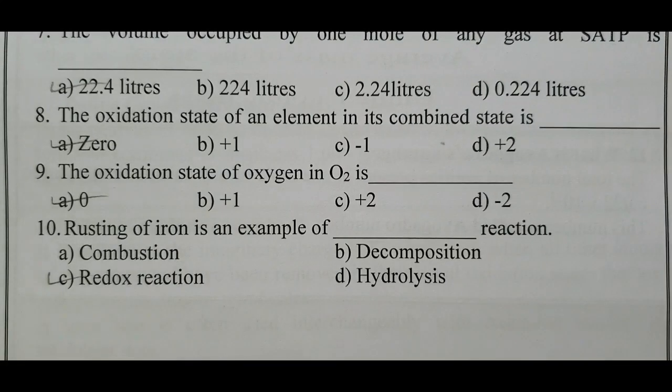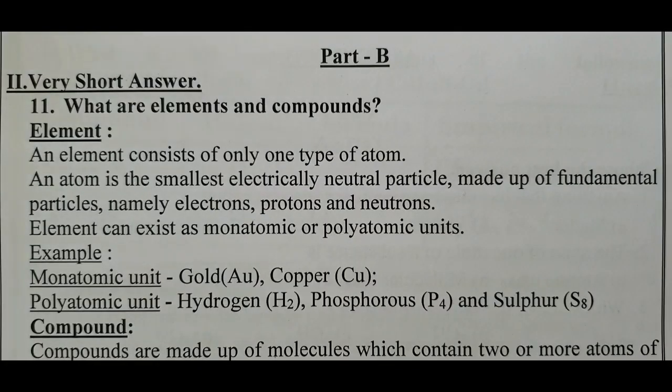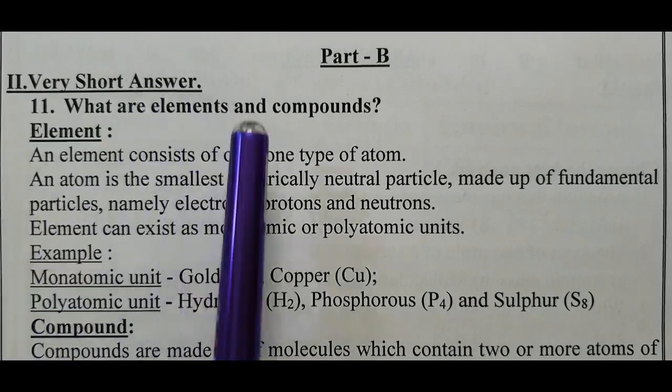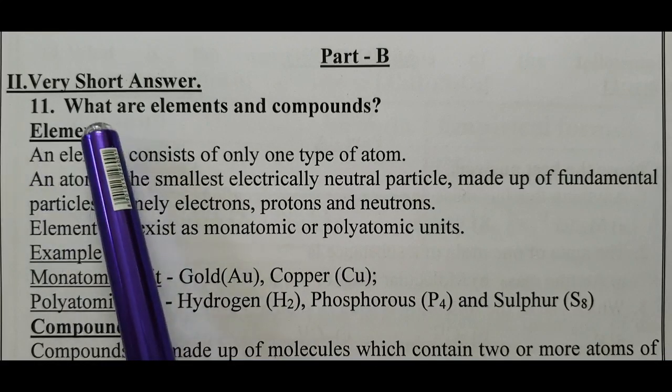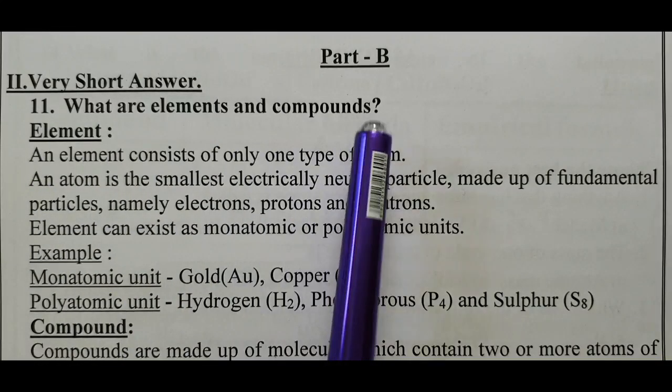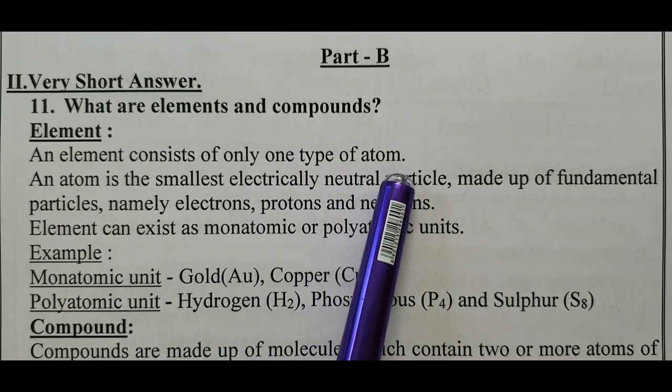Come to the question answer, short answer question. Part B, very short answer. Question number 11, after 10 one word questions. What are elements and compounds? An element consists of only one type of atom.